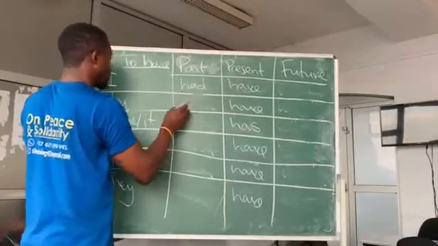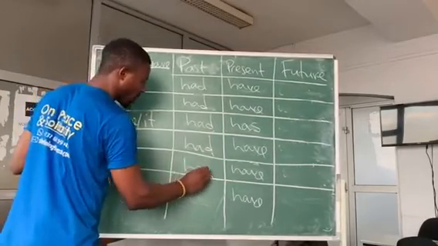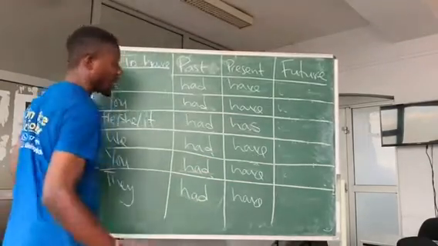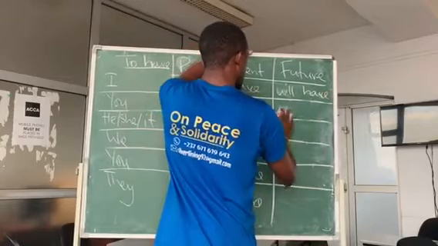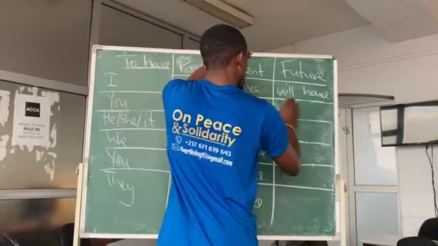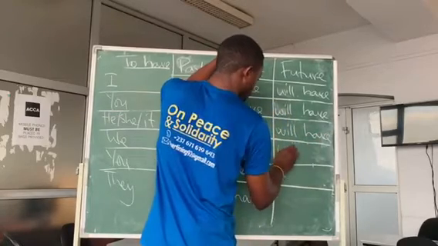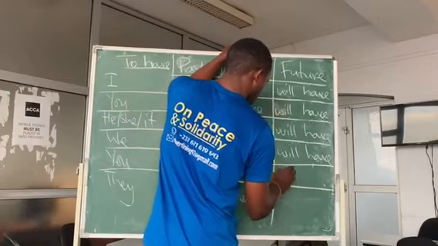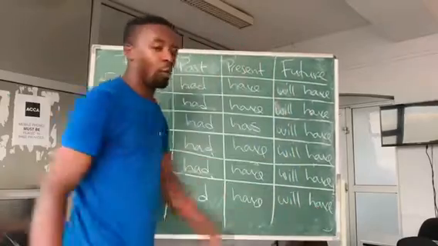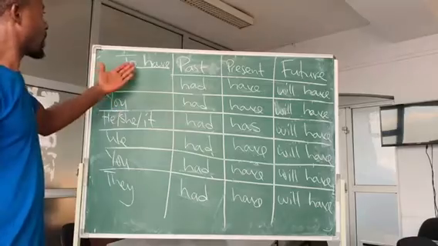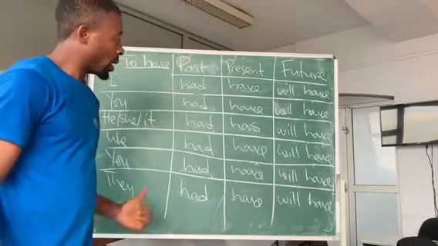Past: I had, you had, he or she had, we had, you had, and they had. Future: I will have, you will have, he will have, we will have, you will have, and they will have. You can see it again. The verb to have, in the past, in the present, and in the future. Take some time to look at it.